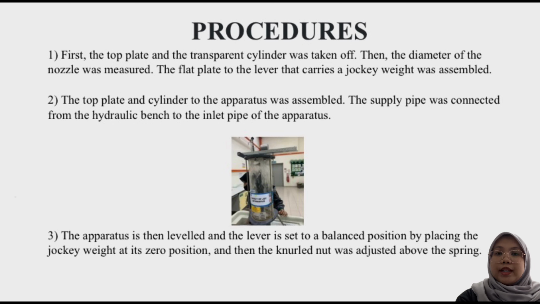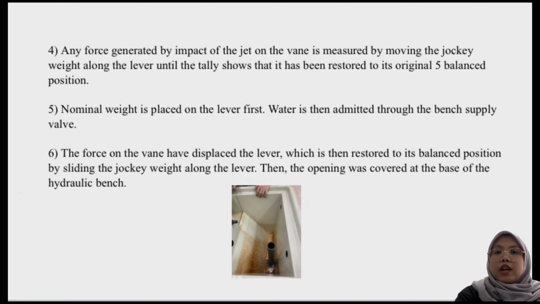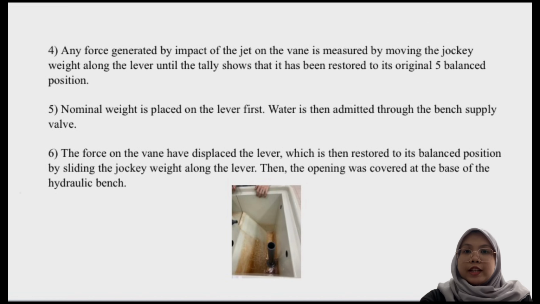The third step, the apparatus is then leveled and the lever is set to a balanced position by placing the jockey weight at its zero position, and then the nut was adjusted above the spring. The fourth step, any force generated by impact of the jet on the vane is measured by moving the jockey weight along the lever until the tally shows that it has been restored to its original balanced position. The fifth step, a nominal weight is placed on the lever first. Water is then emitted through the bench supply valve.